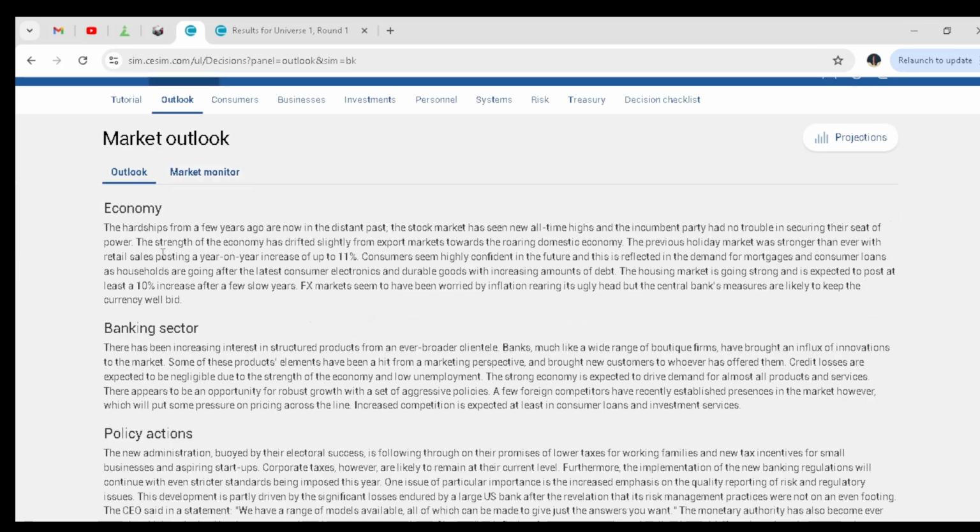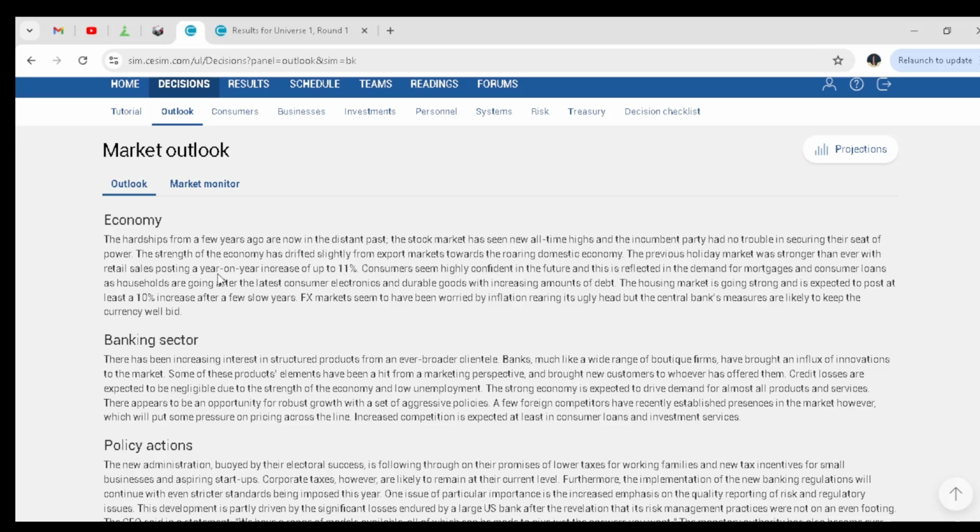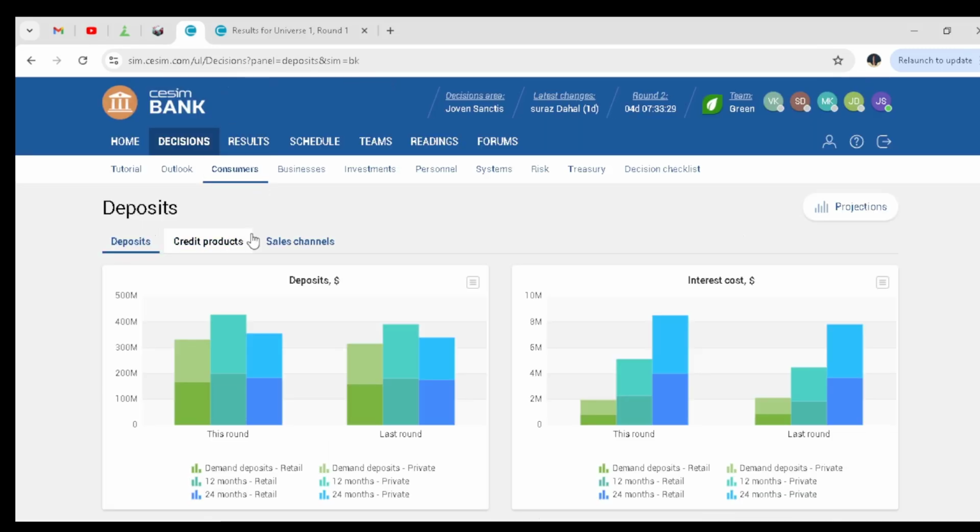Back to the decisions, we need to go to the decisions, and then we have the outlook. I've already gone through the outlook, and under the economy, the outlook explains what's going to happen in the simulation in this round, or gives you a prediction or an overview of it. We have the economy part, the banking sector, and lastly the policy actions. We shall go straight to the consumers because I've already gone through the outlook and the report.